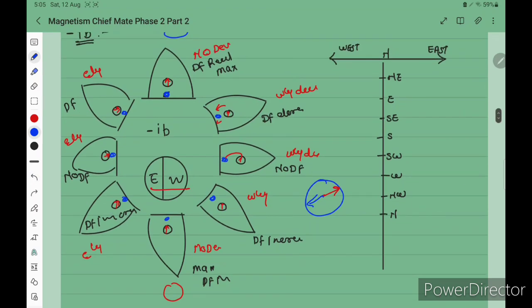Now how will this deviation graph show? It will show westerly deviation on all the headings from 000 to 180. So from 000 to 180 is westerly, and from northwest to northeast is westerly deviation.